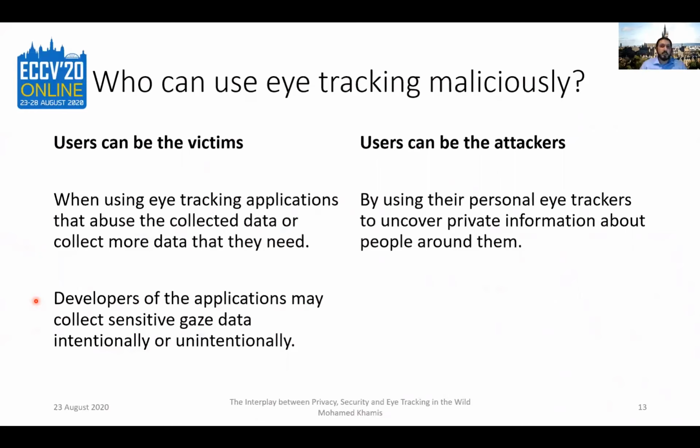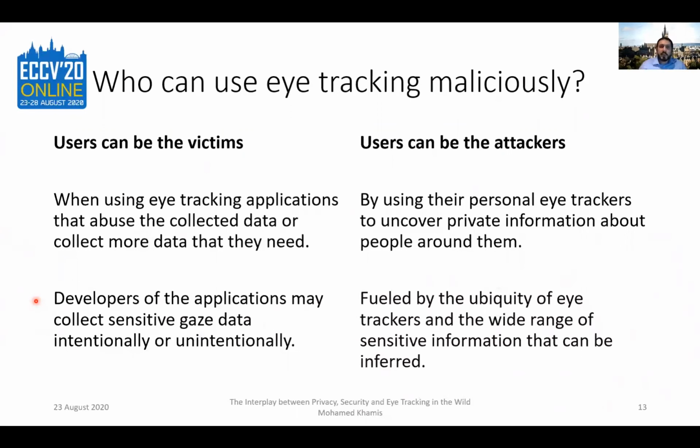If this was done previously on desktop computers, it'll tomorrow be done on mobile devices, or on desktop computers or laptops that are being used outdoors, for example, or displays in public spaces that are coupled with cameras for eye tracking. These could all be problems that happen. This category of threats is fueled by the ubiquity of eye trackers and the wide range of sensitive information that could be inferred from them.